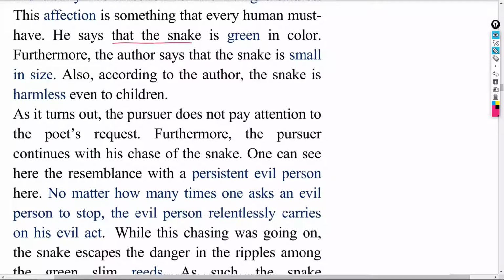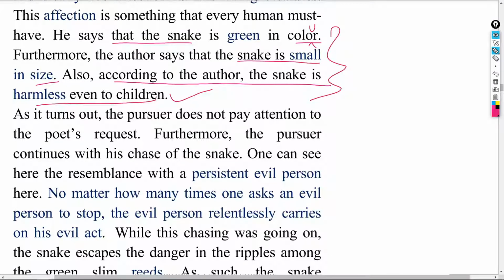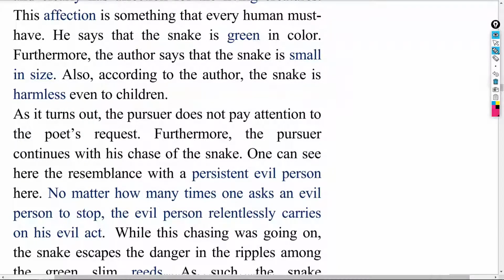He said that the snake is green in color, C-O-L-O-U-R. Furthermore, the author says that the snake is small in size. Also, according to the author, the snake is harmless even to the children. So the poet appeals to the pursuer not to be hard on it, and to let it go away unharmed, because it is harmless even to the children. It is small in size and it is green in color. Then let us continue. Here we go.